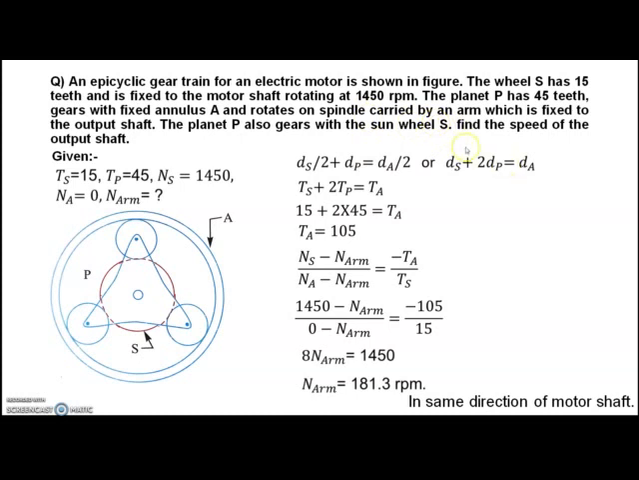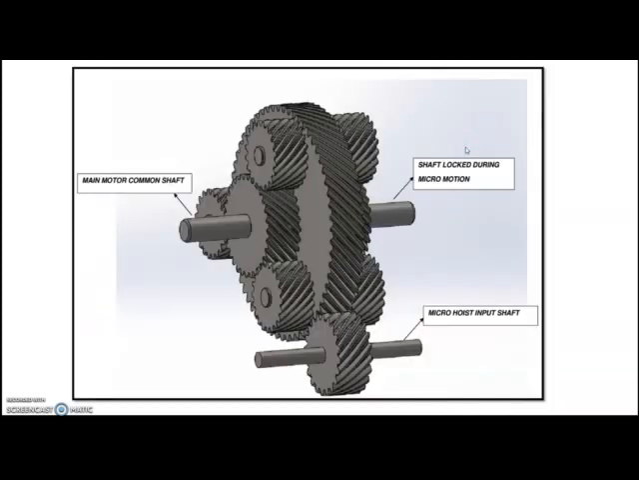After completion of this, this is only for ready reference. This is one practical example, one of the EOT crane planetary gearboxes, how it will look in a 3D image. This gear you are seeing is the motor shaft, and this is another shaft, and this particular shaft is locked during the micro. This is a micro planetary gearbox, and this is the micro input shaft. This is from the motor, and this is going to the main motor. This is a crane gear train.